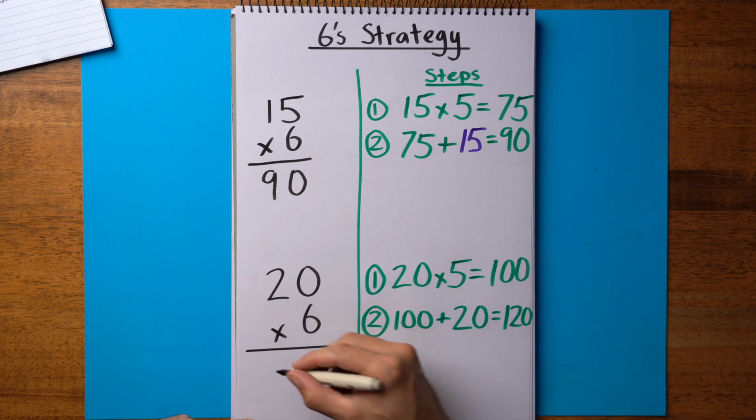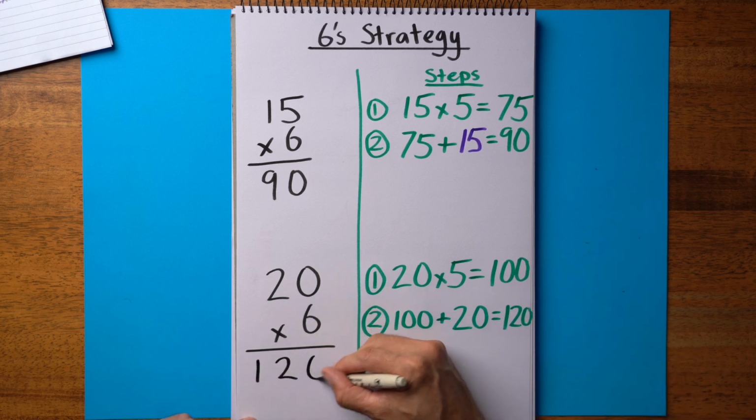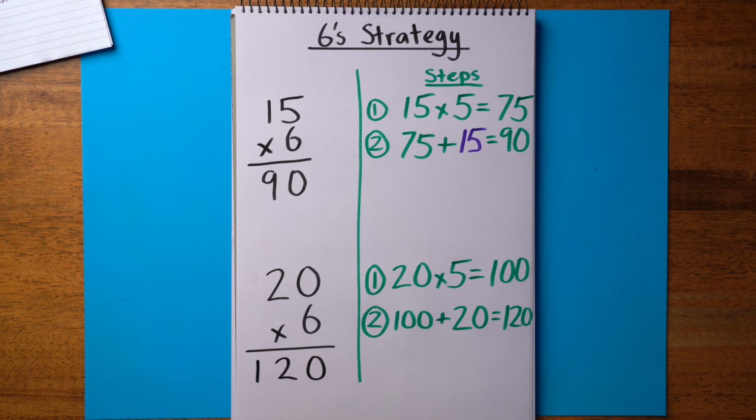20 groups of 6 is 120. And that's how we can multiply any number by 6 very easily.